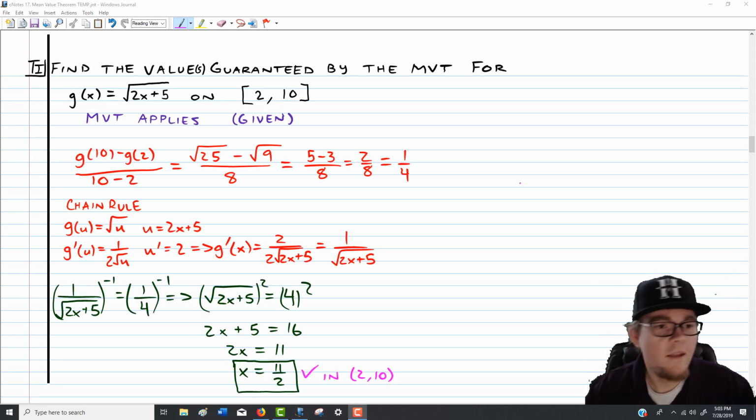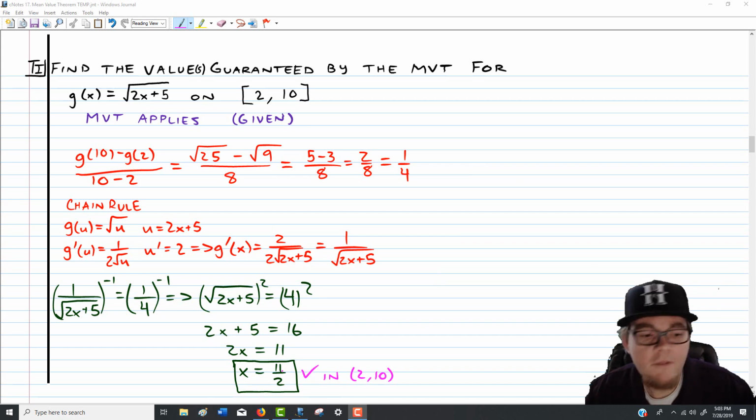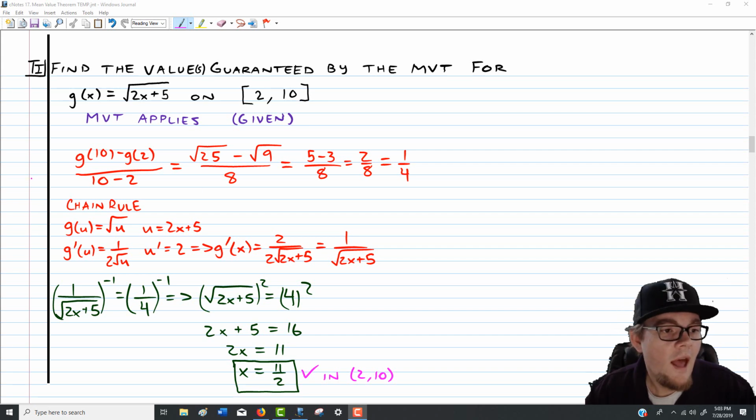Okay, coming back here, just to kind of overview things. The answer to the question, the value that's guaranteed by the mean value theorem, is 5.5, or x equals 11 over 2. And the pathway to get there, after of course taking out the fact that I told you you don't need to verify that the mean value theorem applies here, I gave it to you that it did. My average rate of change, g of 10 minus g of 2 over 10 minus 2, was equal to 1/4.